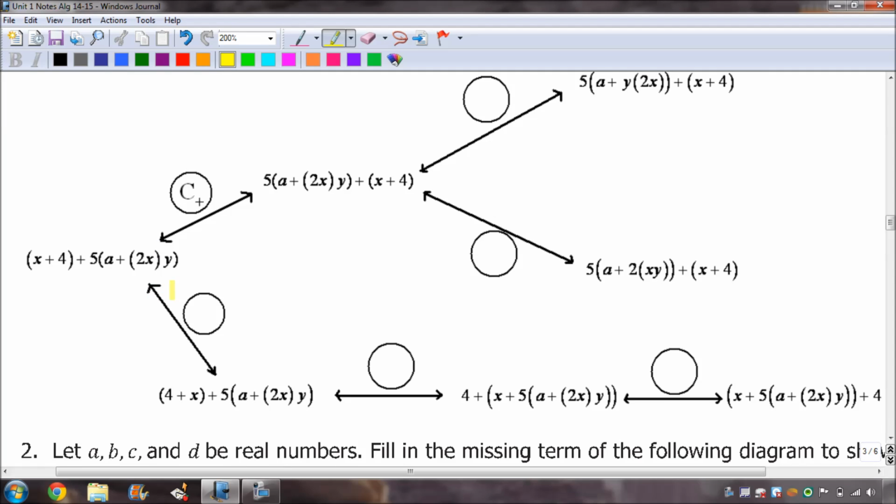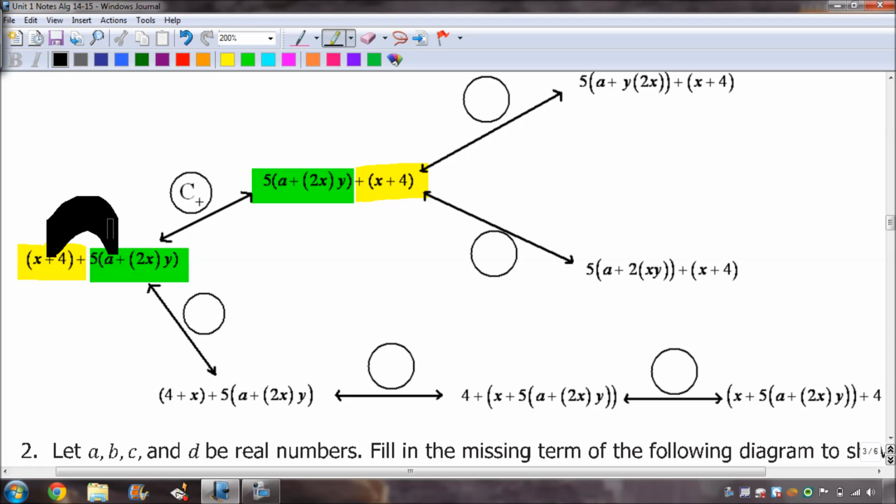So if you notice in the first example right here, we've got x plus 4 first, and then we have x plus 4 second. So here's this right here. Those are identical, right? And then right here we've got 5 times a plus 2x times y. And here we've got 5 times a plus 2x times y. So if you notice, really what's just happening is you are simply changing the order. So that's why we've got C plus, because you're changing the order of the addition between those two expressions, okay?